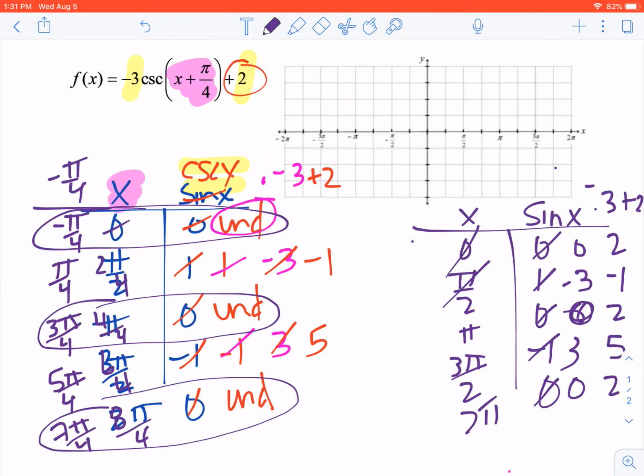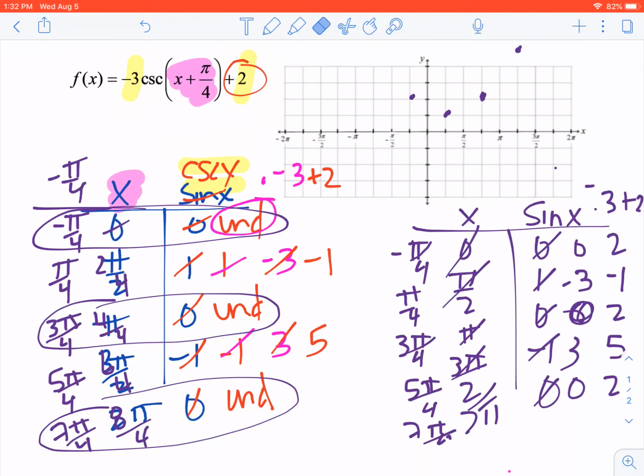And they're still going to do all of the work with their phase shift. So these values are not changing. No matter how you slice it, you're still going to have to figure out those x values. But what they do instead is they draw the sine curve. So at negative pi over 4, 2, pi over 4, -1. Then at 3 pi over 4, they're back to 2. And then they are up at 5. And then they are back.